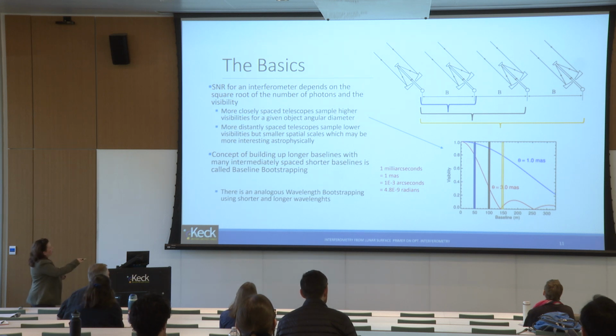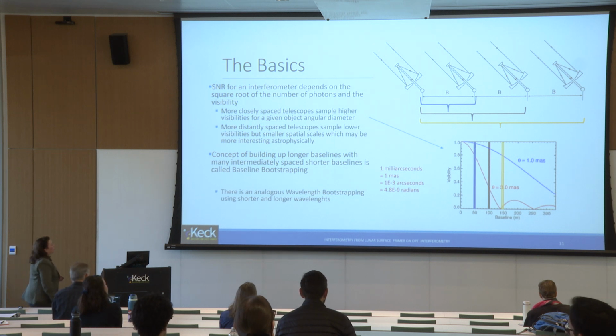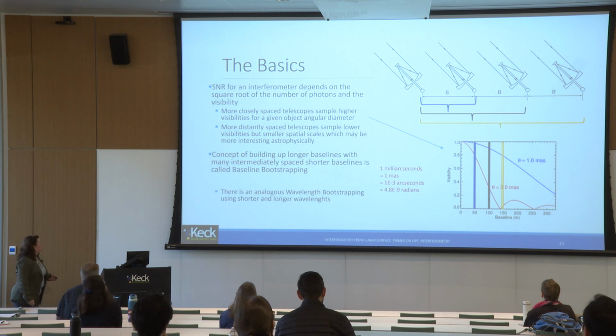So we do a trick that we call baseline bootstrapping, where we build up a long baseline of intermediate baselines, where on the intermediate baselines we've got high visibility, and we're able to maintain the measurements and phase up our array. So this is something that we want to consider, I think, as we're looking at things that we might want to do on the moon. There's an analogous wavelength bootstrapping argument that can be made.